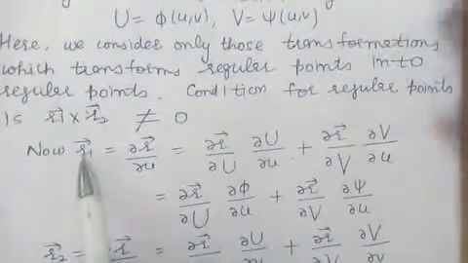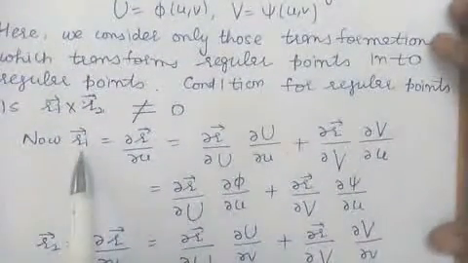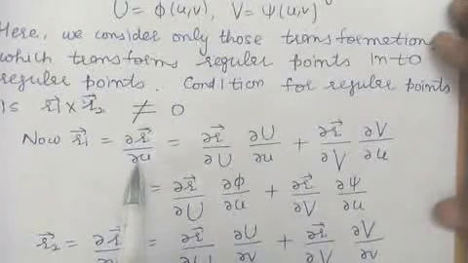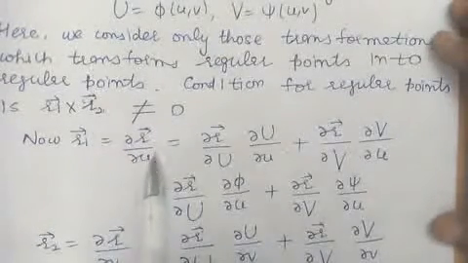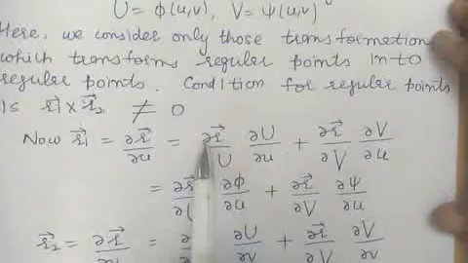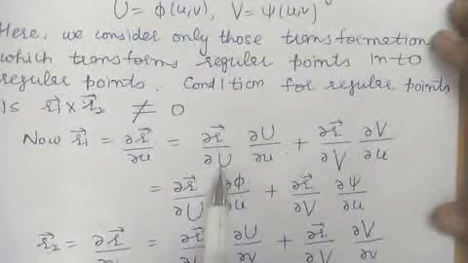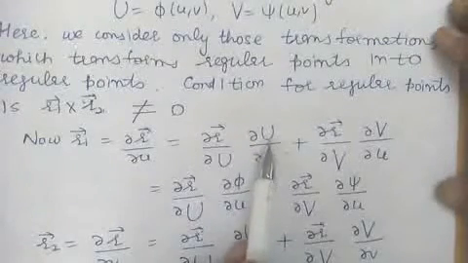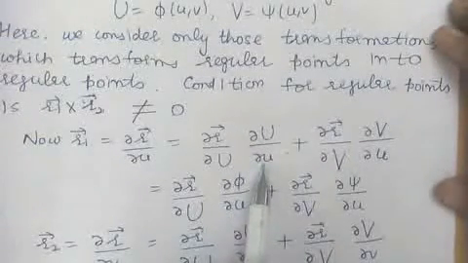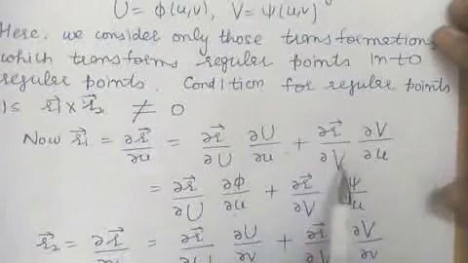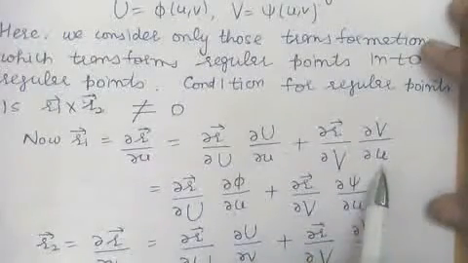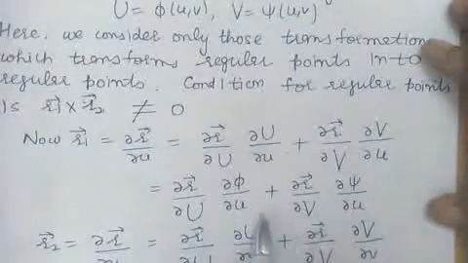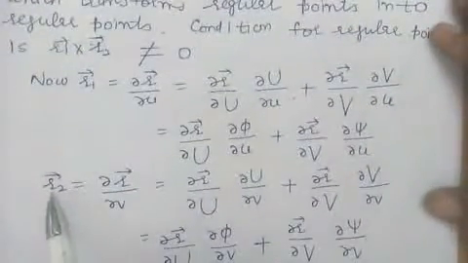So let us find r1 and r2. Now vector r1 means the partial derivative of vector r with respect to parameter u. Now let us find this derivative. So this can be written as the partial derivative of vector r with respect to capital U into the partial derivative of capital U with respect to the parameter u plus curl r by curl v into curl v by curl u. Now the functions of u and v are phi and psi, so we can substitute the values here, and similarly we can find the vector r2.